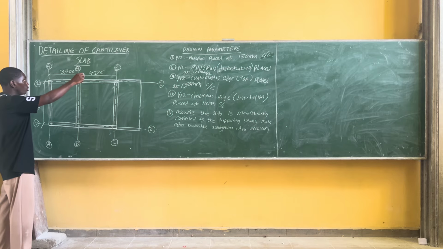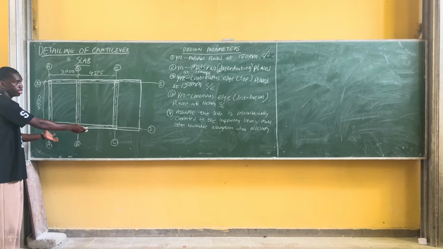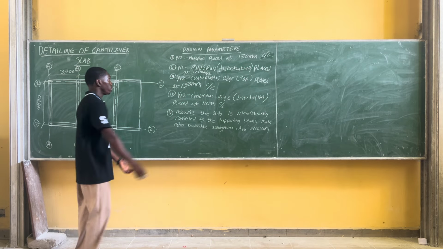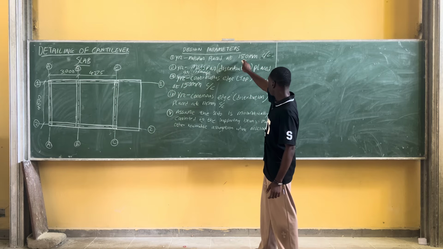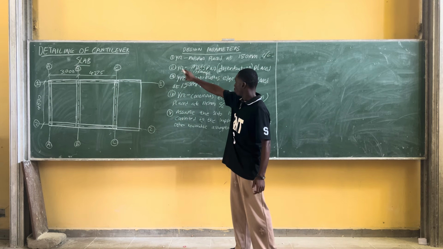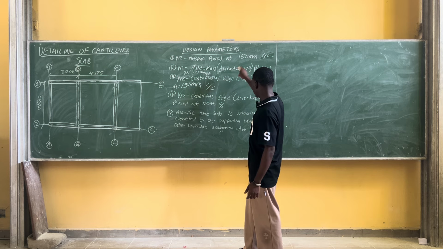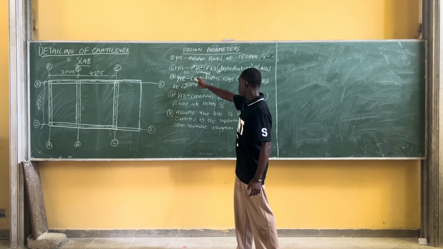This is the detailing of a cantilever slab, given that the slab is like this. Now in the question, the design parameters are given as follows. One, Y12 mid-span placed at 150 millimeters center to center. Two, Y12 mid-span distribution placed at 175 millimeters center to center.